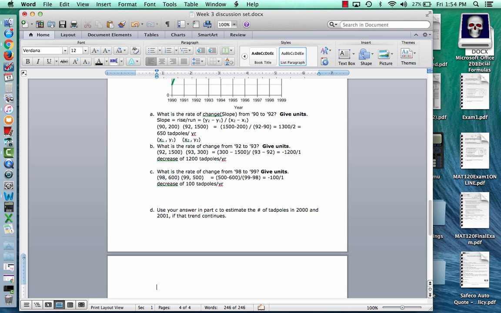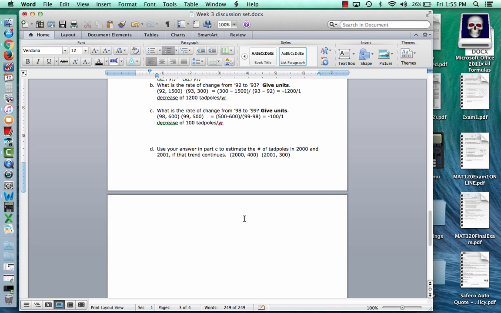So in 2000, sorry about the editing here. So in 2000, the population will be 400. So we can give that point. 2000, the population will be 400. And then if it goes down 100 again in 2001, then it will be 300. So that's how you do that.